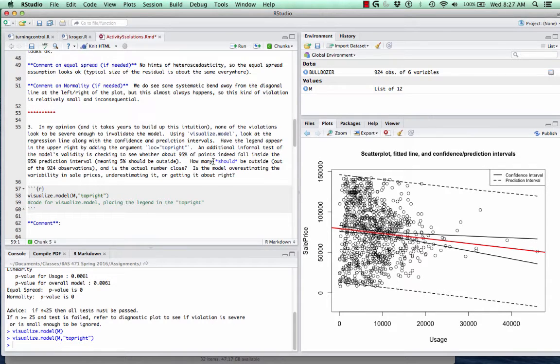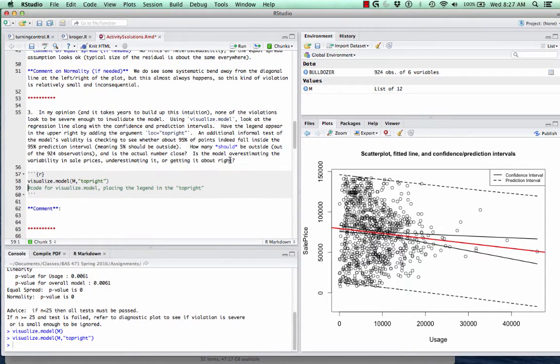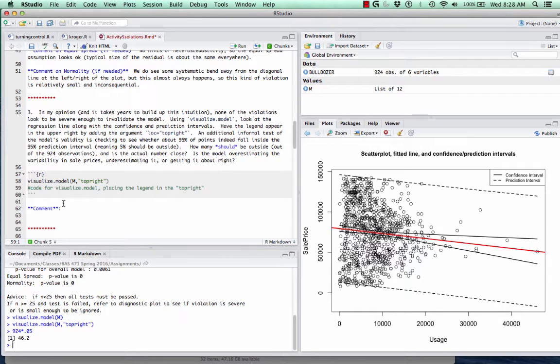Well, how many should be outside the upper and lower dotted bands here? Well, there's 924 observations, and so if I said that 95% are supposed to be inside, that means 5% are allowed to be outside. 5% is about 46, so about 46 should be outside. Now, how many do we see? Well, we see a few. Maybe 1, 2, 3, 4, 5, 6, maybe. Maybe that's off by a few, but there's nowhere near 46 here.